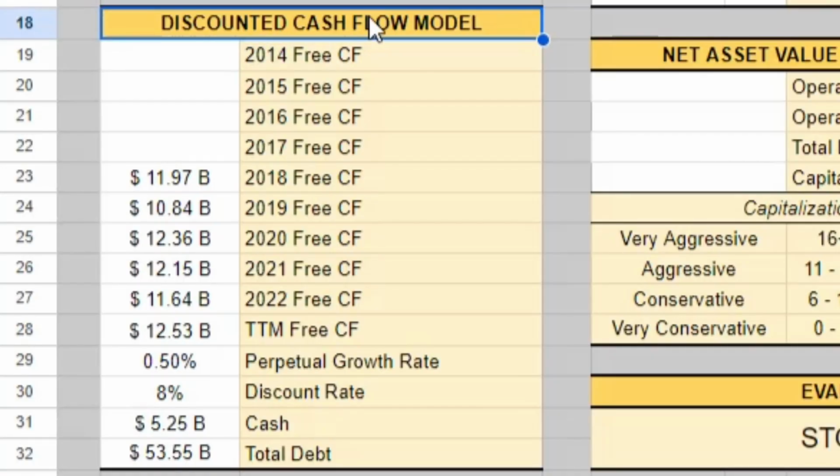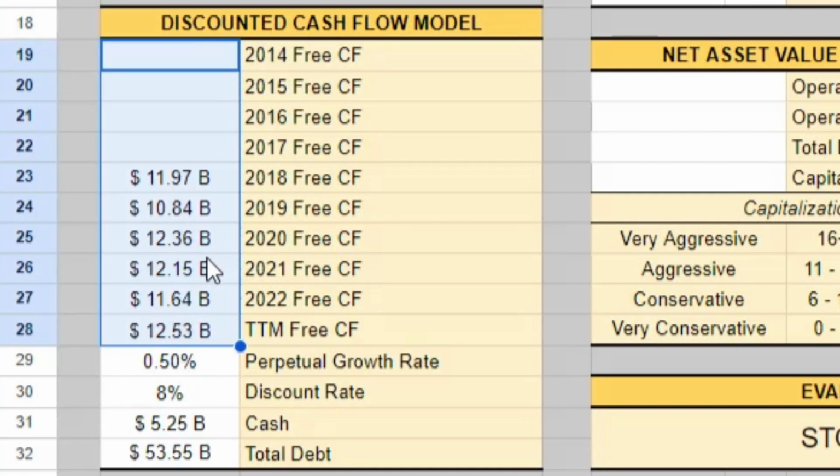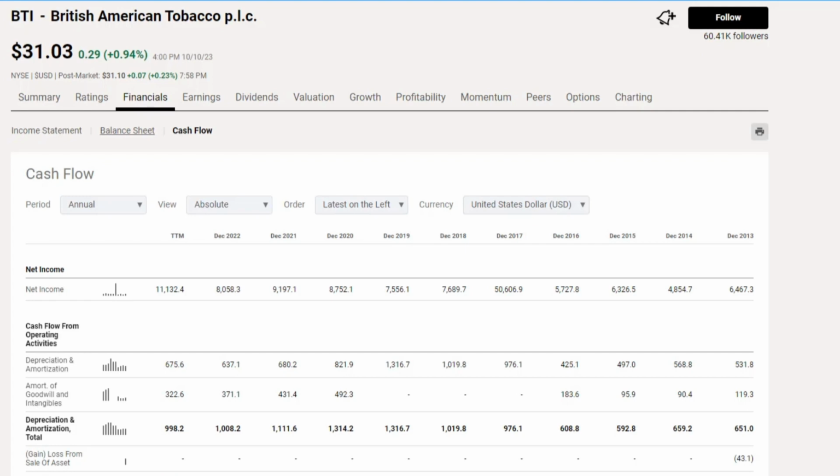Moving on to the discounted cash flow model, we can find the figures that we want to use over on Seeking Alpha, and that's why I like Seeking Alpha so much.